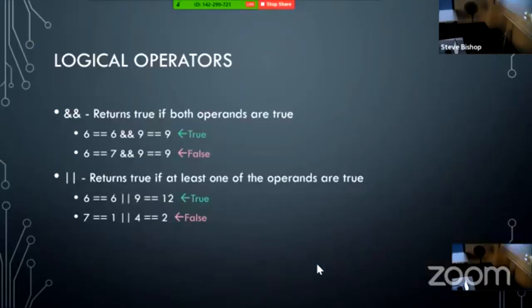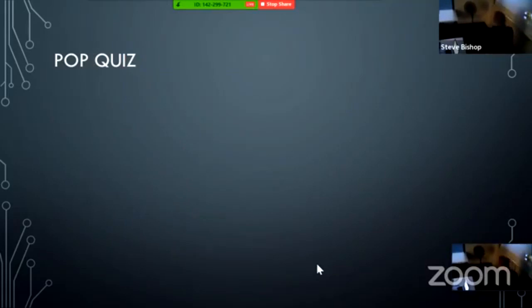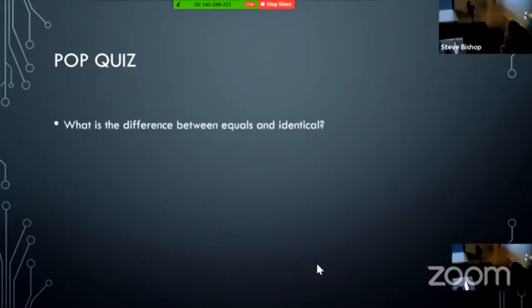Let's move along here to the pop quiz, because I know everybody's so excited about my pop quizzes. What is the difference between equals and identical? Rubber ducky time. Difference between equals and identical. Another equal sign. You said both. Equal determines the value of two operands. Identical means being the exact same, either the string or data type.